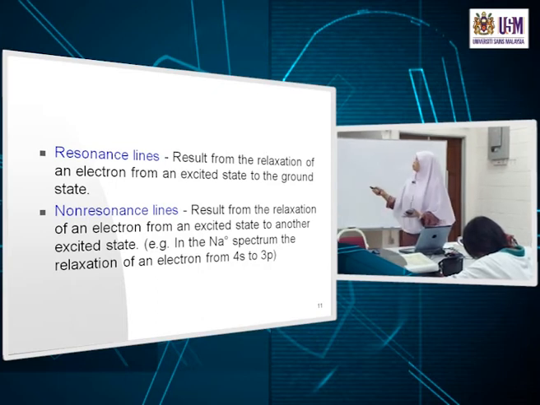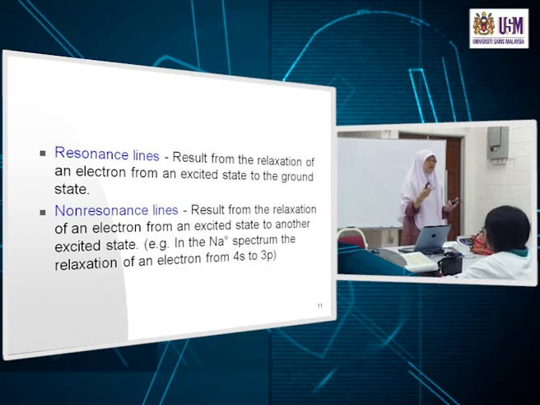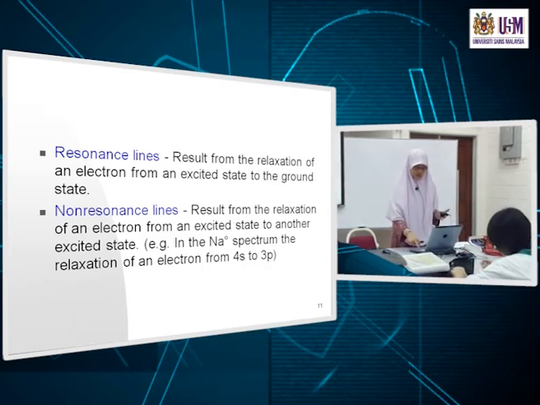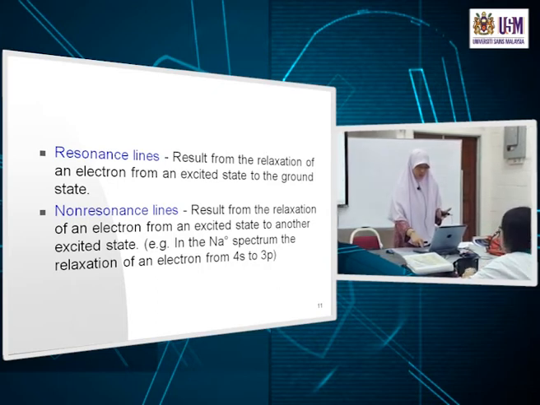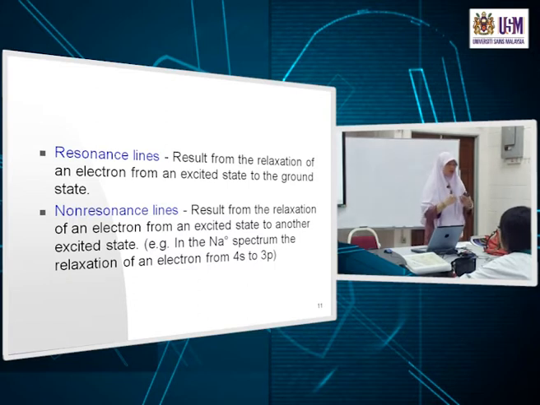Usually, resonance lines are more intense. The absorption or the emission is higher. Now, back up again: we talk about atomic absorption, which is a lower energy level jumping to a higher energy level.